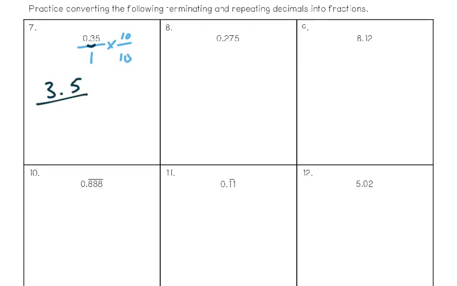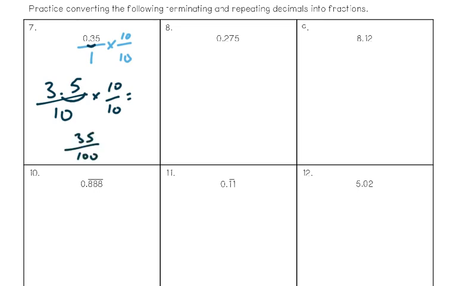So 3.5 is on the top. 10 times 1 is 10. So we're going to keep going until there's no longer a decimal in the numerator. So we're going to multiply by 10 over 10 again. So remember the trick. Move it over 1 time. So now you have 35 over 10 times 10 is 100.